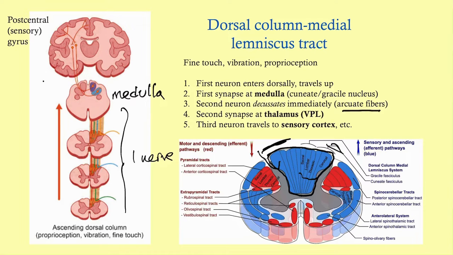Now we have the second nerve, and this is going to go all the way up to the thalamus, and particularly, it's the ventro-posterolateral nucleus of the thalamus. And then from there, we have a third neuron that then goes to the sensory cortex.